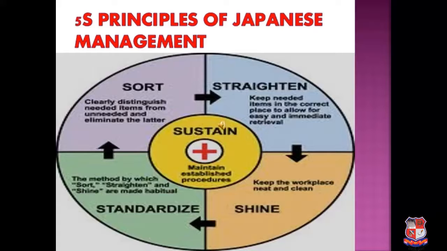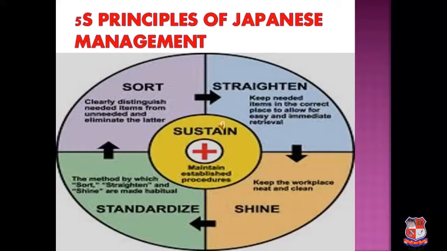After this is done, they should straighten. That is, which are the wanted items, they should keep those items in the correct place to allow the easy and immediate retrieval of those items as and when needed. The third thing what service organizations should do if they want to implement JIT is, they should keep their workstation or workplace neat and clean and shiny.